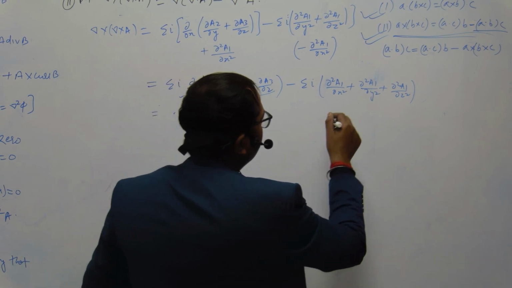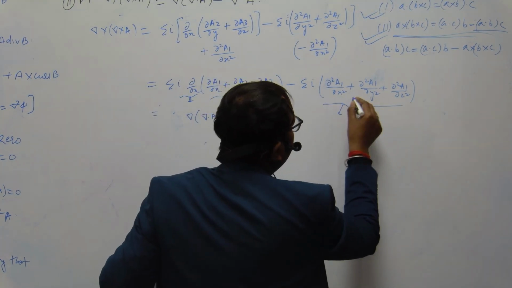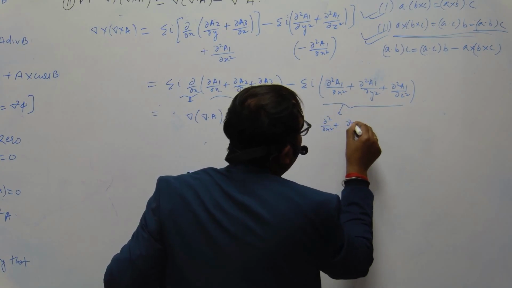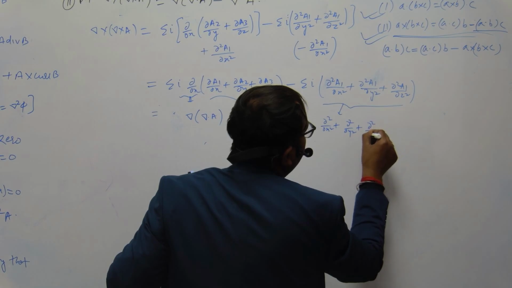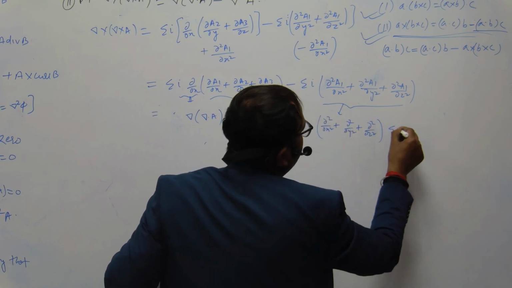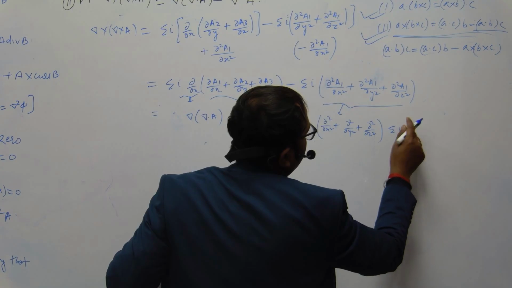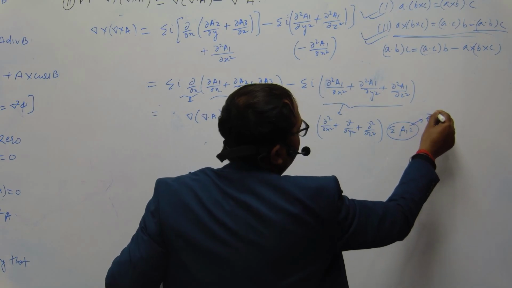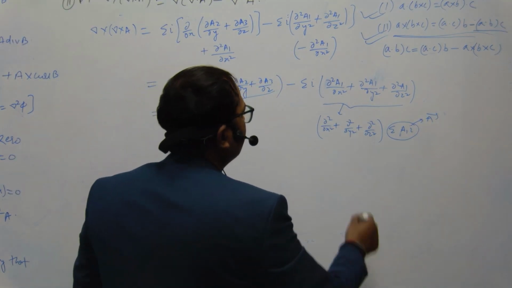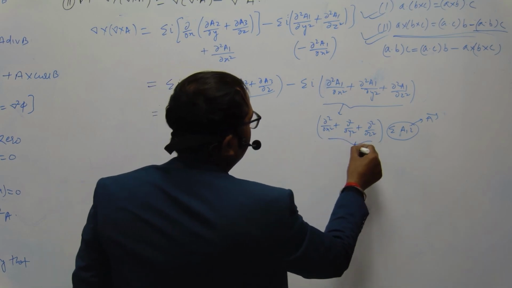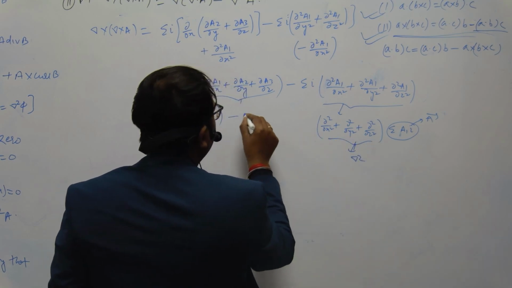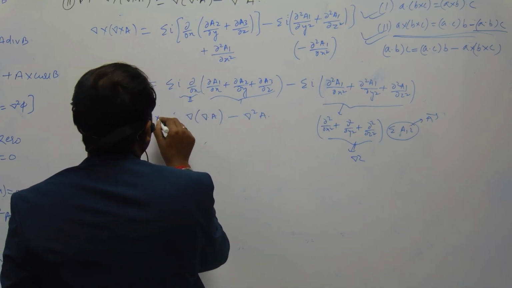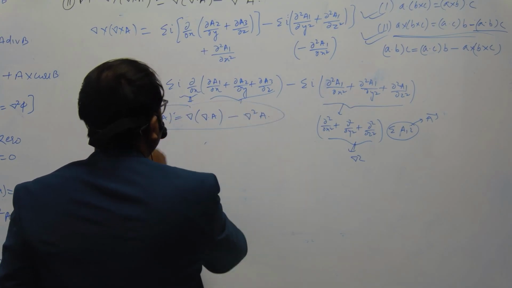Okay, now for this we can represent this as del square upon del x square plus del square upon del y square plus del square upon del z square. This is summation a1 times of i, so this is nothing but a vector. So this is equal to minus of del square A, and this is curl of curl, this is del cross del cross. Okay, so this is basically what we have to prove.